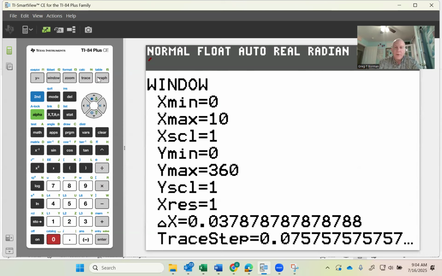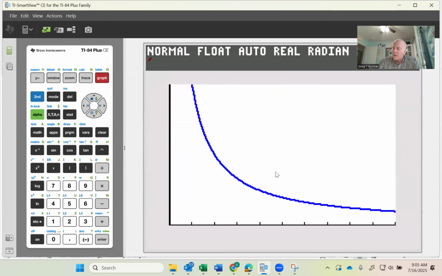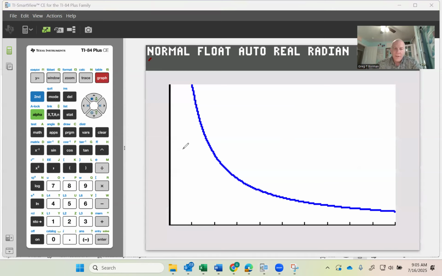Okay. Oh, and I've still got, let me turn this stuff off, because I don't want it. All right, so you can see the asymptotic behavior of the function. As it gets close to the vertical asymptote, it just takes off and gets steeper and steeper. And as it gets closer to the horizontal asymptote, which in this case is the x-axis, you can see it just gets flatter and flatter and flatter.